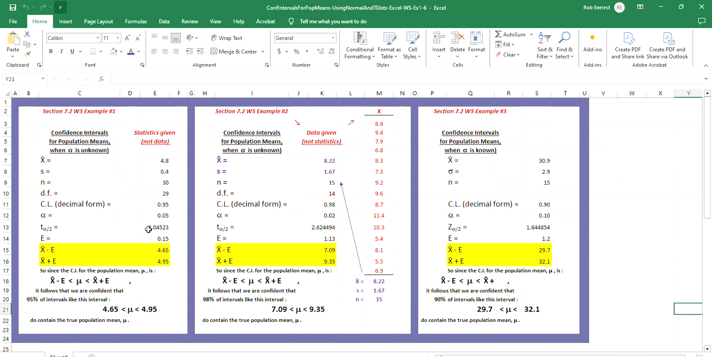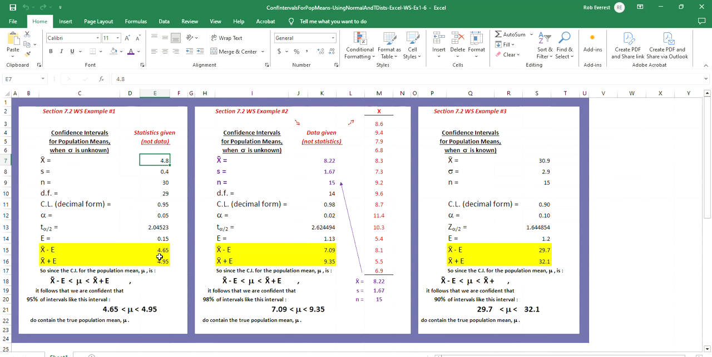And using the T critical value from the table, I believe it was 2.045, but this is a more accurate value using the T inverse functionality in Excel, and it computes the error using the formula, the critical T value multiplied by the sample standard deviation divided by the square root of the sample size, and then rounds that to the closest hundredth, and then adds and subtracts it from the sample mean, which was to the closest tenth. So that produced the lower and upper bounds of 4.65 and 4.95 respectively.